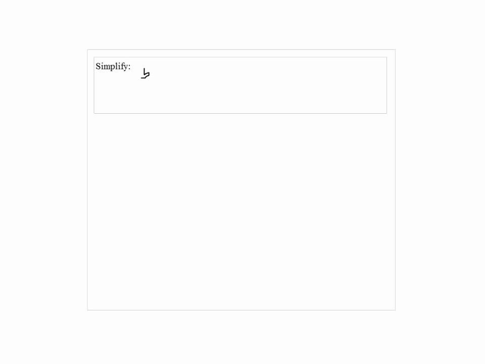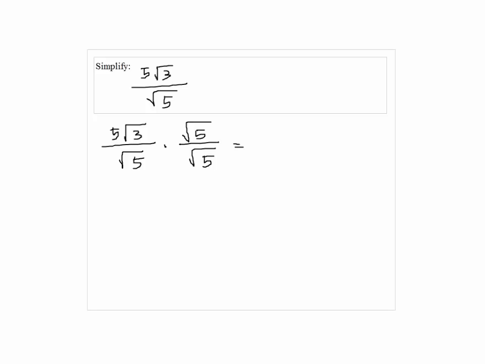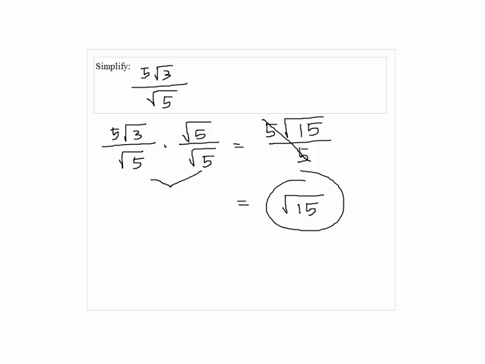Simplify 5 square root of 3 over square root of 5. Since we have a square root of 5 on the bottom, we multiply the exact same thing on top and bottom to get rid of the square root. So square root of 5 times square root of 5 is 5. And on top we have 5 square root of 3 times 5, which is 15. So since the 5's can be cancelled, we are left with the square root of 15.